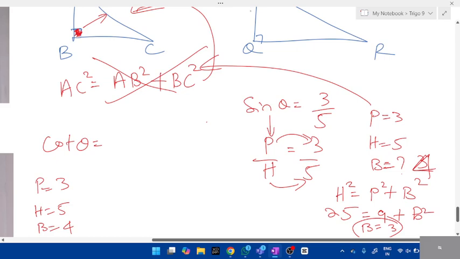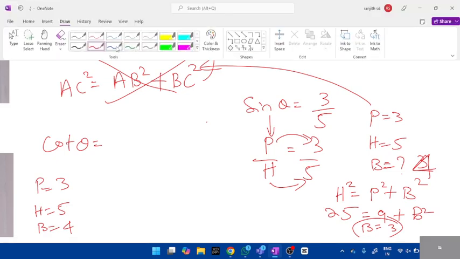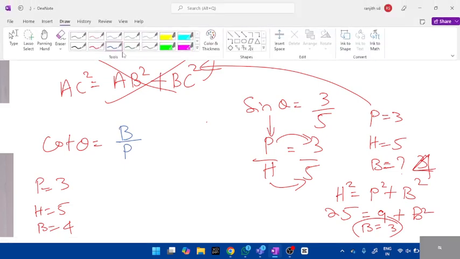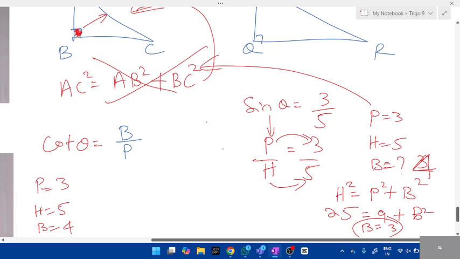Now tell me what is the cot formula. Tell me the value for cot theta. Yeah, base by perpendicular. Cot theta is reciprocal to tan. What is the tan formula? Tan formula is perpendicular by base. Reciprocal value. Yeah, so this is how you have to remember.